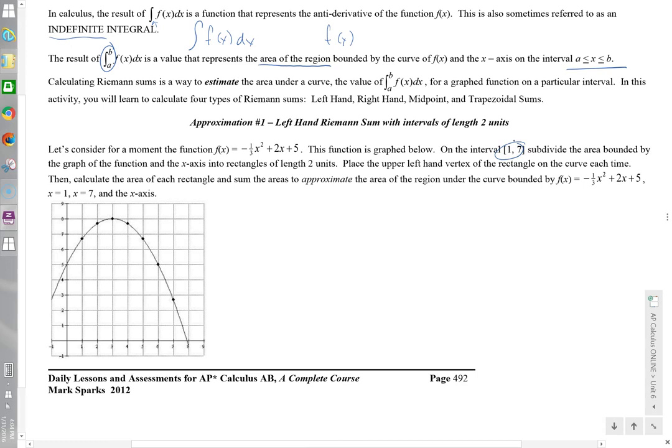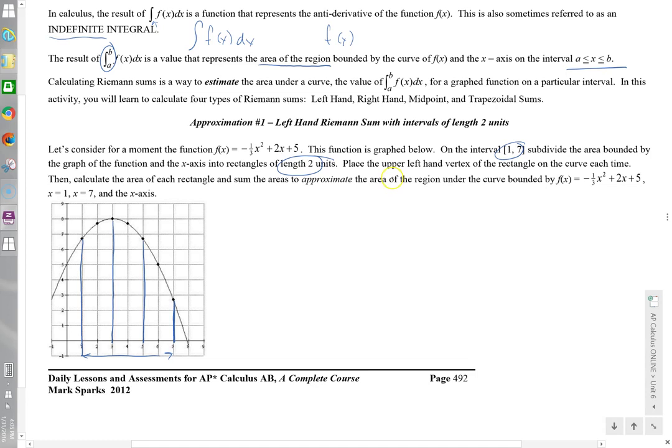So we're going to divide it from 1, that's here, to 7, that's here. And we're not going to worry about anything except for what is in between 1 and 7. And we're going to divide it into rectangles of width 2 units. So from 1 to 3, that's going to be one rectangle, and from 3 to 5, that's another rectangle, and from 5 to 7 is our third one.